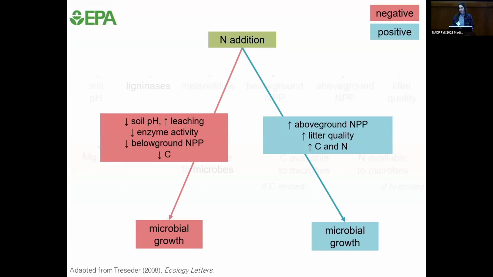However, we may see some fertilizing effects of nitrogen where we see an increase in above ground net primary productivity, litter quality, and C:N, which could mean greater microbial growth. And there are ways in which climate can affect this response.